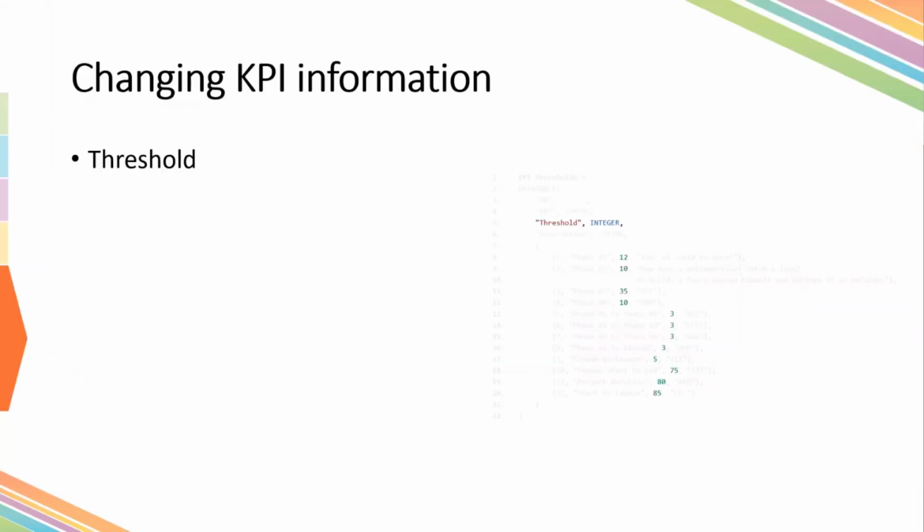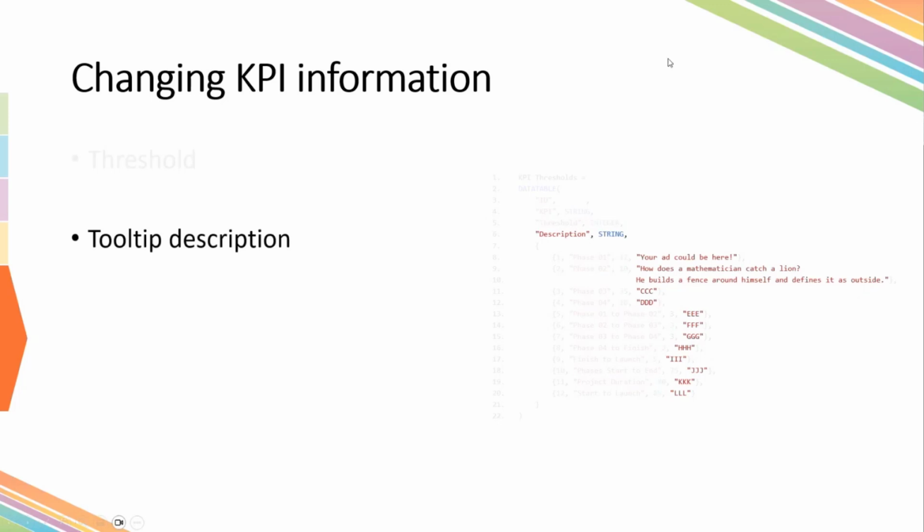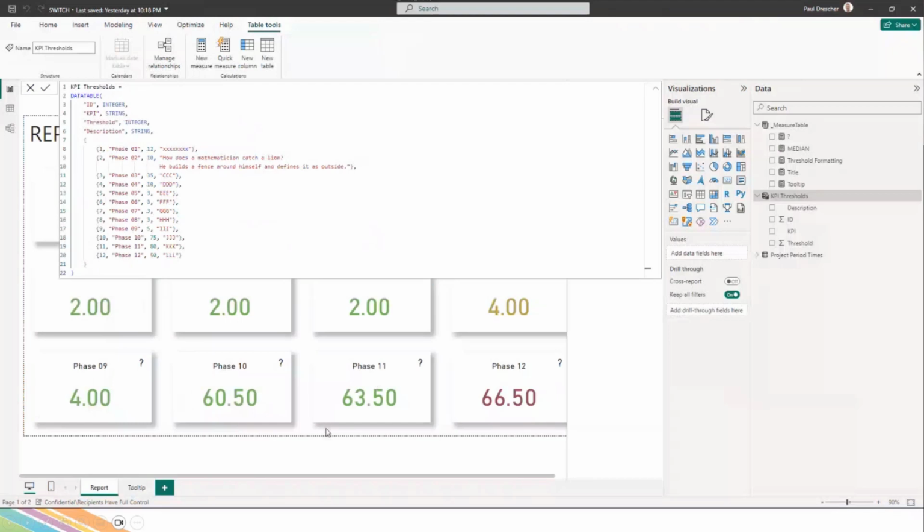Now, what if I want to change, for example, the tooltip description? I don't have to go into every tooltip now and change it in the text box. I only need to change it in here. For example, for the last one, that now shows LLL, if I say A, B, C, D, E, F, G, and I press enter, it now shows A, B, C, D, E, F, G.